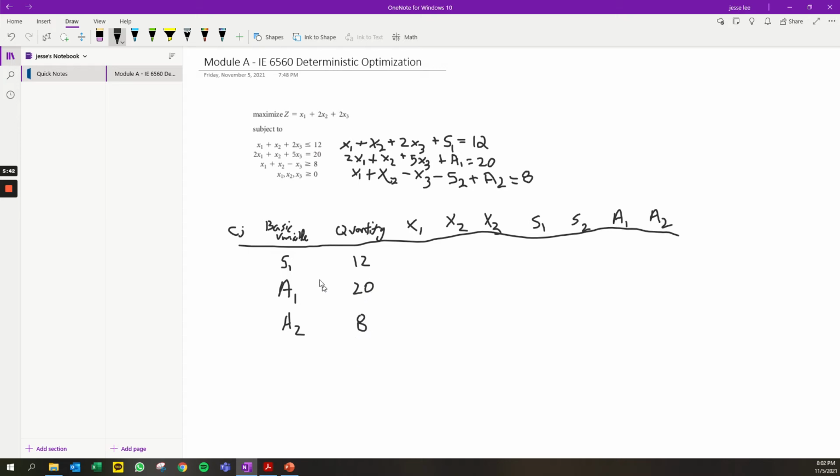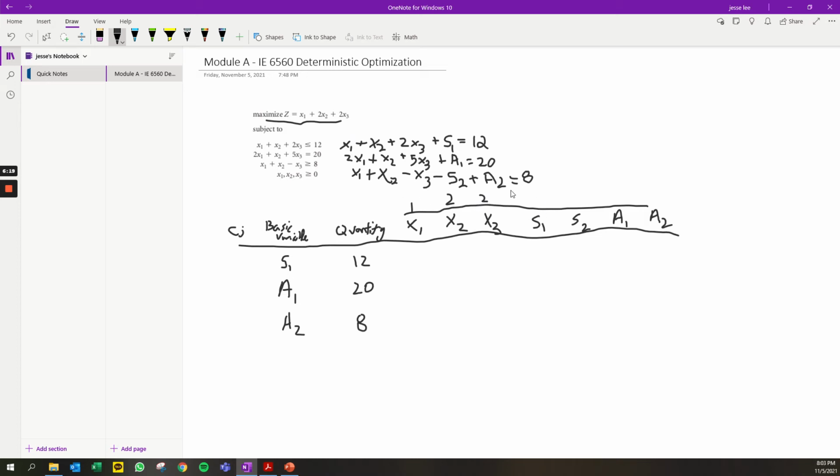Okay, and then for CJ, that is based off of our objective function, which is this line here. So from here, x1, we know that's 1. So we'll just put this above here. And then maybe we can draw a line across here. x2, we got 2. x3, we got 2 right here.